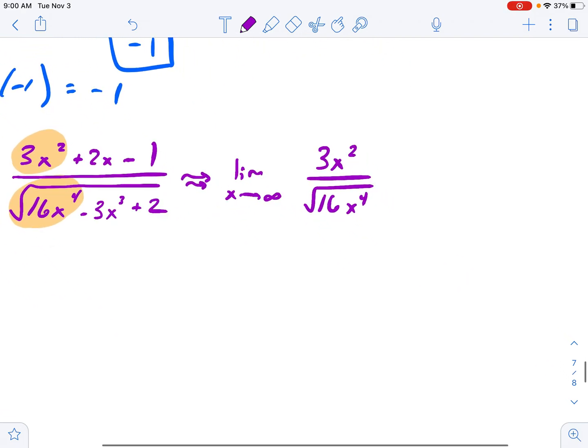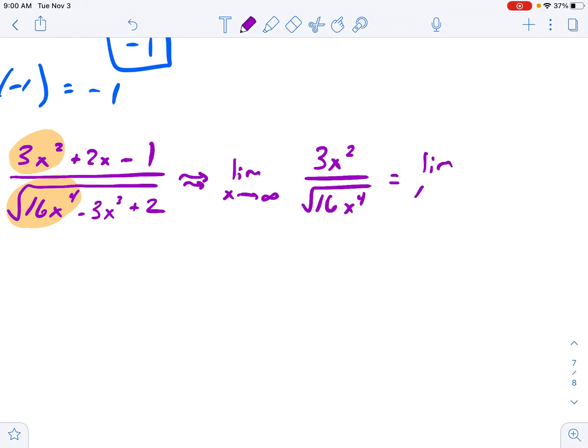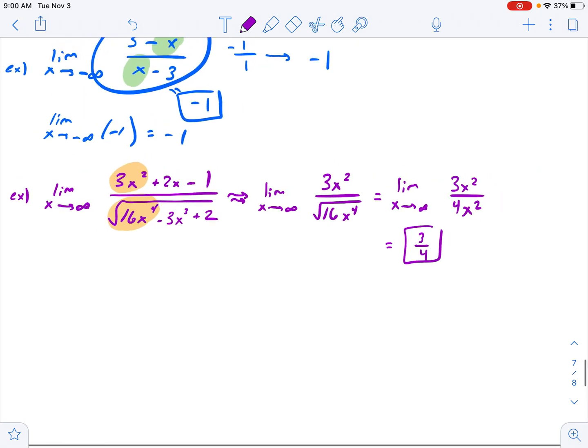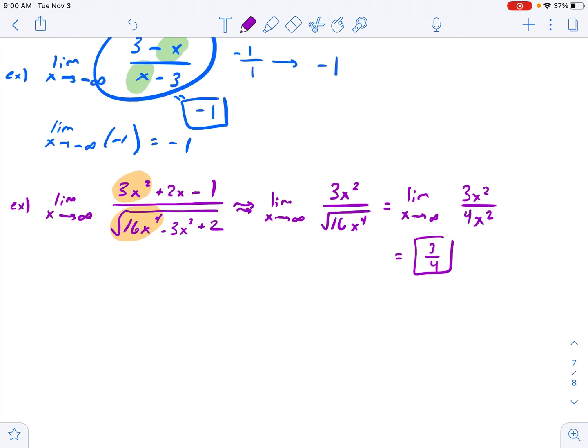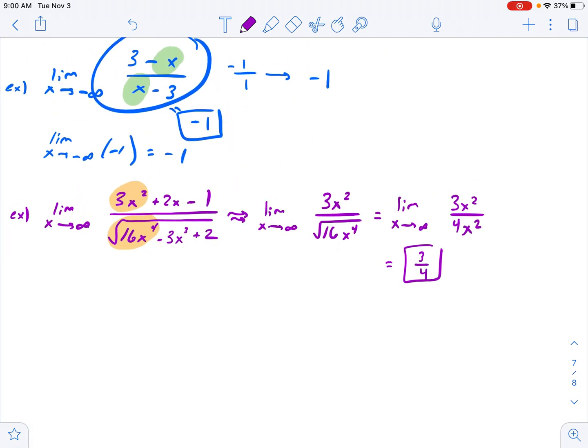Okay? And now we can simplify this. This becomes what? The limit as x approaches infinity of 3x squared. Well, what's the square root of 16x to the 4th? 4x squared. Now we see the powers are the same. This thing will approach 3 over 4. Okay, and limits like these, not uncommon on the AP exam. Watch those square roots and simplify a little bit first.